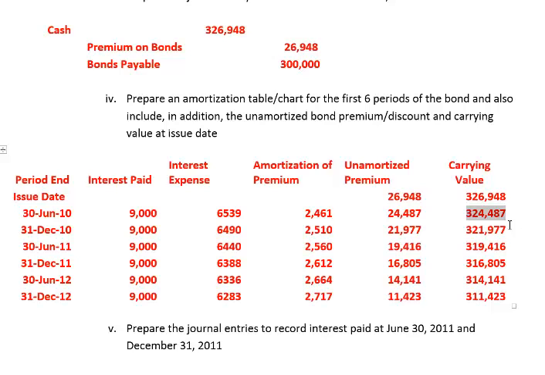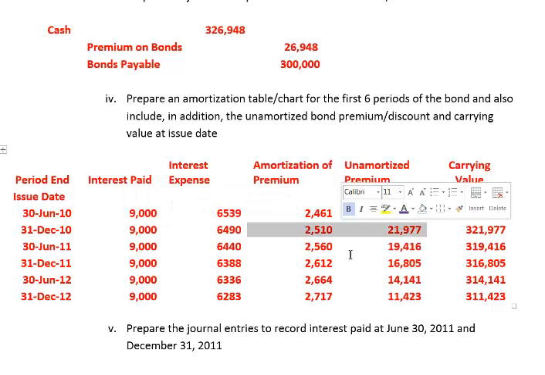Now, to repeat this calculation, we would take the carrying value of the bond at this date, which opens the 6-month period that ends December 31st, 2010. So we'd multiply $324,487 times 2% to get our interest expense of $64.90. Now what we would do is compare $64.90 to the interest paid. The difference between the two is going to be our amortized premium.